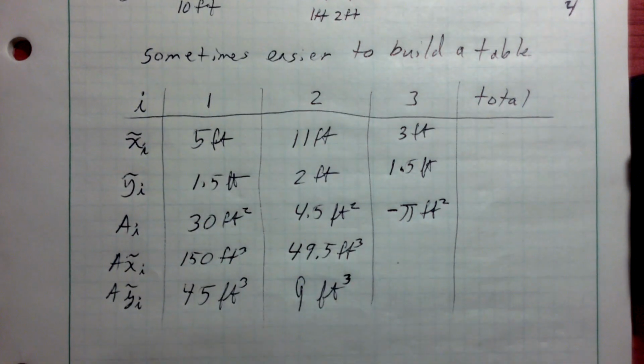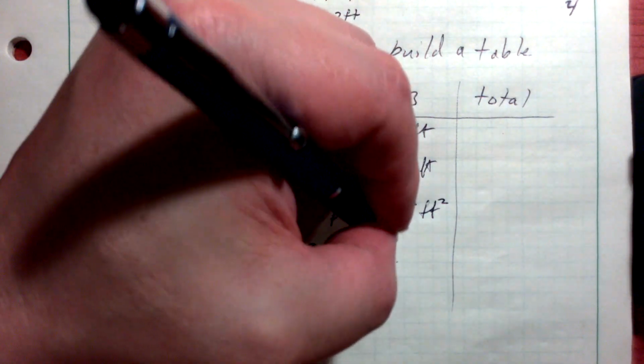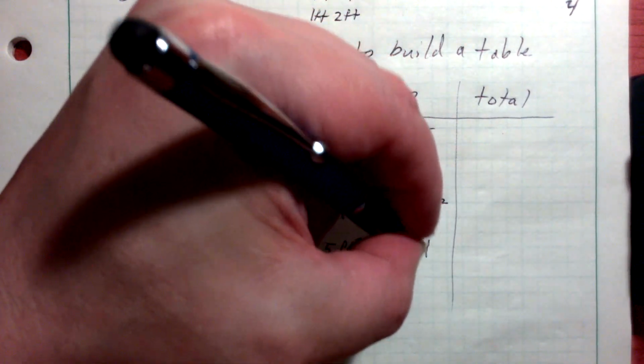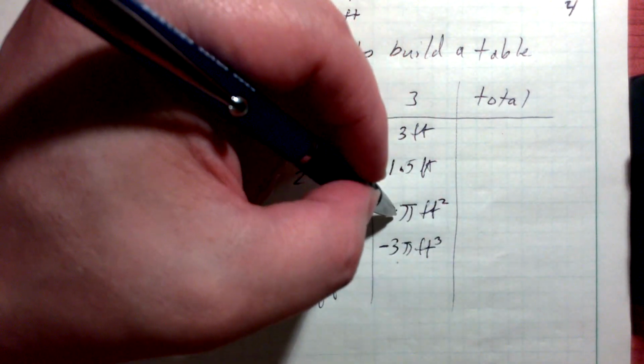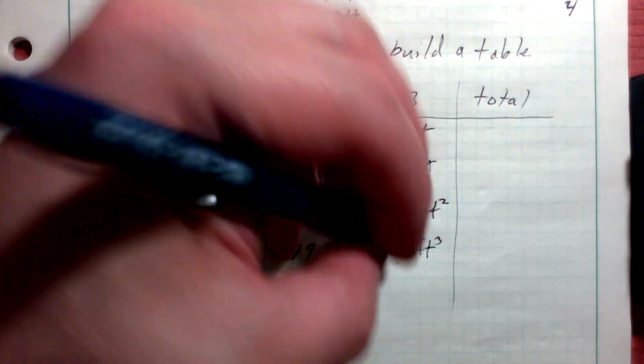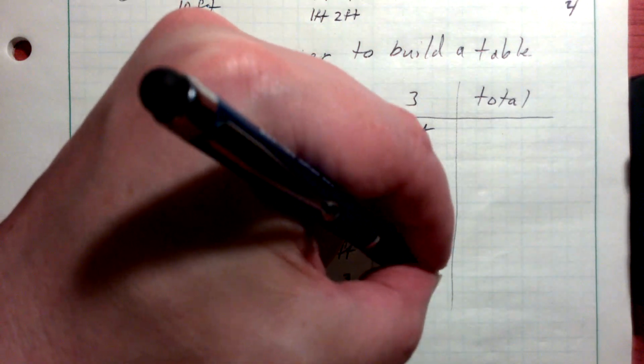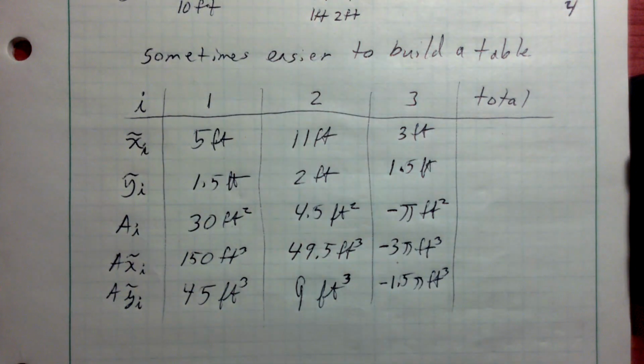All right, these are pretty simple if I just leave it in terms of pi. This is minus 3 pi feet cubed, and this is minus pi times 1.5, so minus 1.5 pi feet cubed.